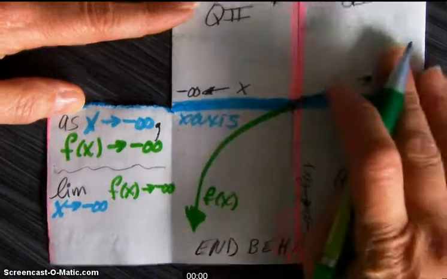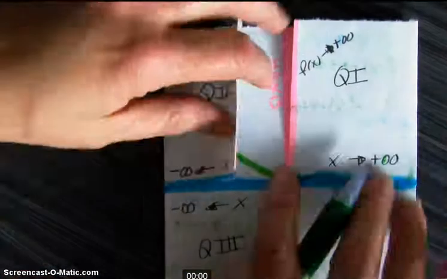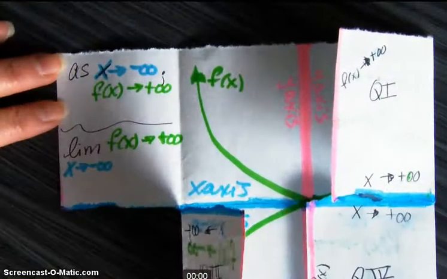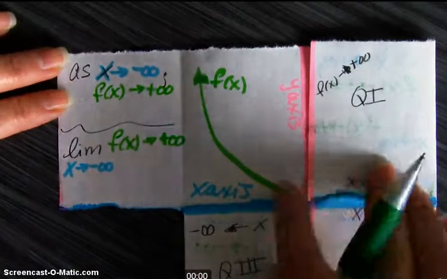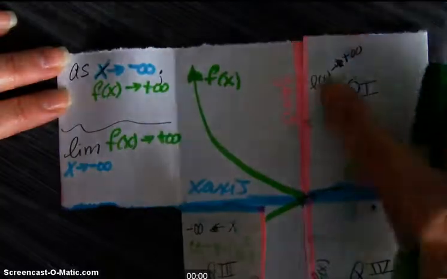But the limit as x approaches negative infinity, f of x approaches negative infinity. And I would have the same thing on the top. So on the top, as x approaches negative infinity, f of x goes to positive infinity because the graph is going up. So the f of x is going to positive infinity.